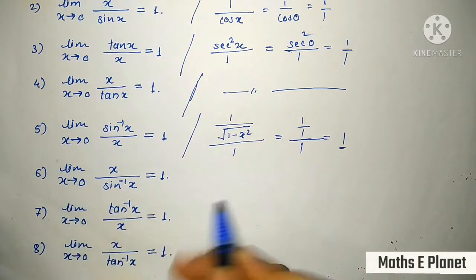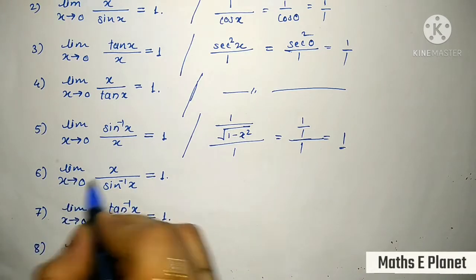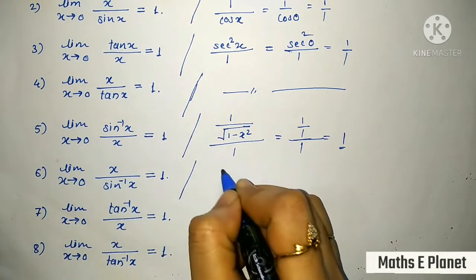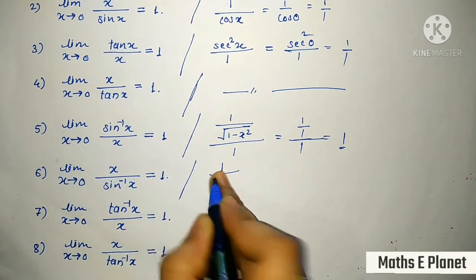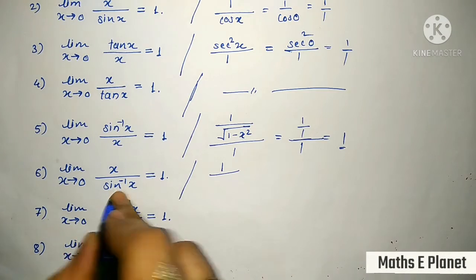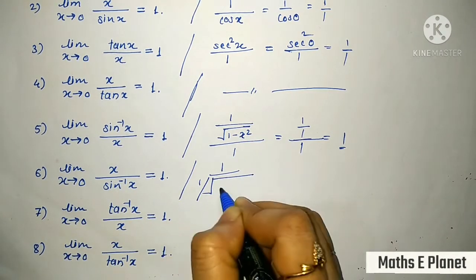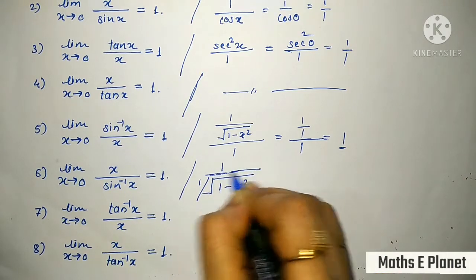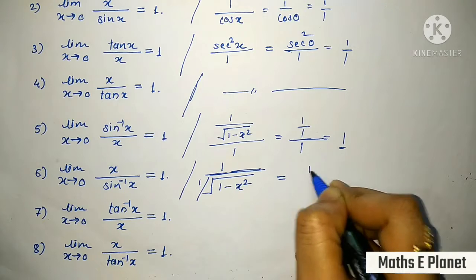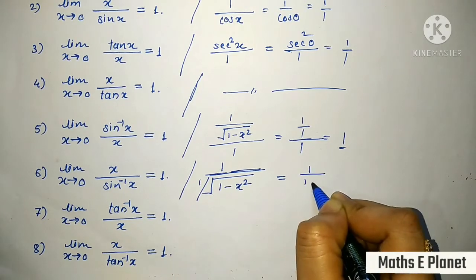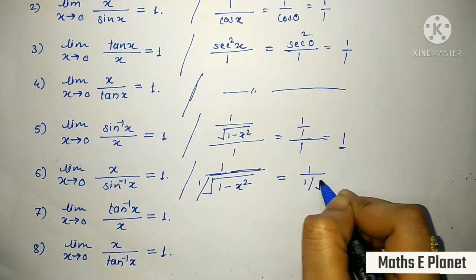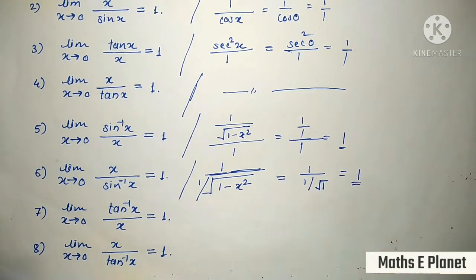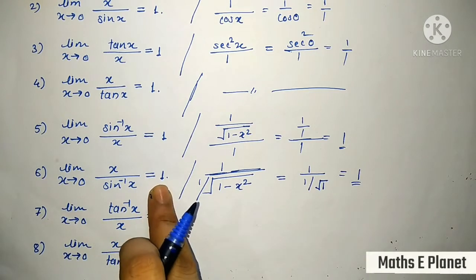Limit x tends to 0, x upon sine inverse of x. The derivative of x is 1, and the derivative of sine inverse of x is 1 upon square root of 1 minus x square, which is equal to 1 upon square root of 1, so we get 1 upon 1, which is 1. So here also the answer is 1.